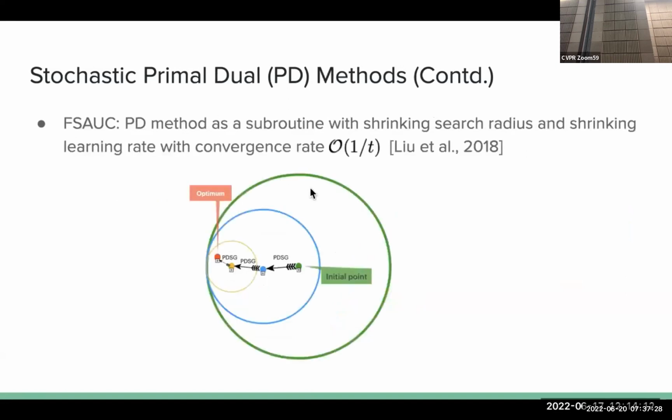Roughly speaking, this algorithm, denoted by FSAUC, performs as follows. You perform the stochastic primal dual method with shrinking search radius and shrinking step size, using this multi-stage SGD algorithm. They can prove the convergence rate becomes 1 over t, even for the non-strongly convex case.